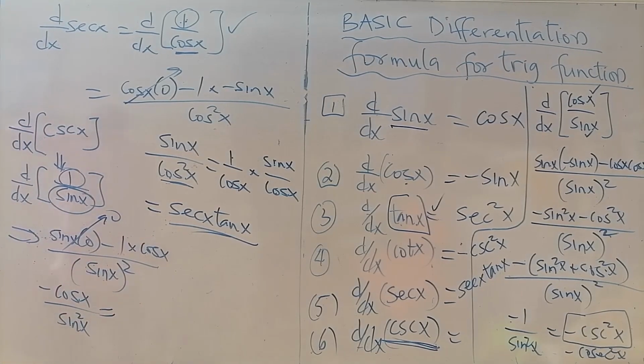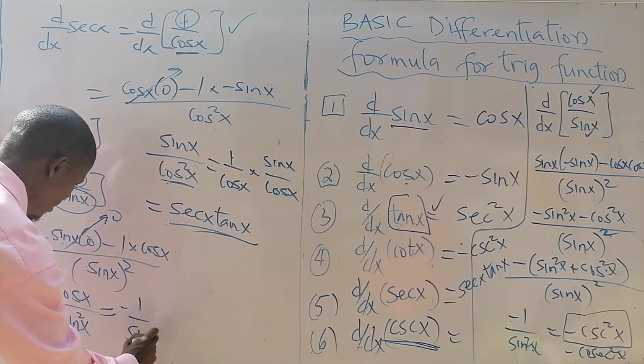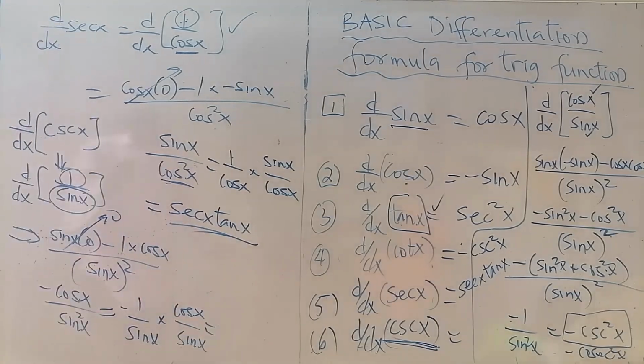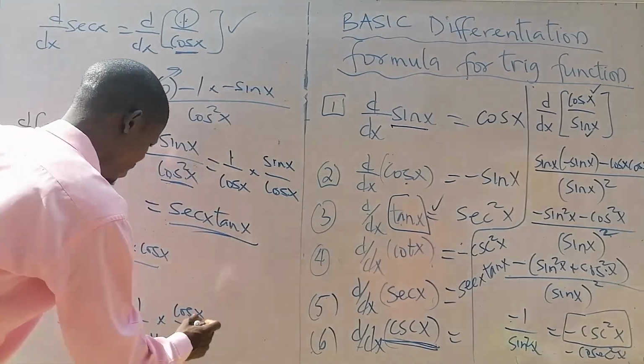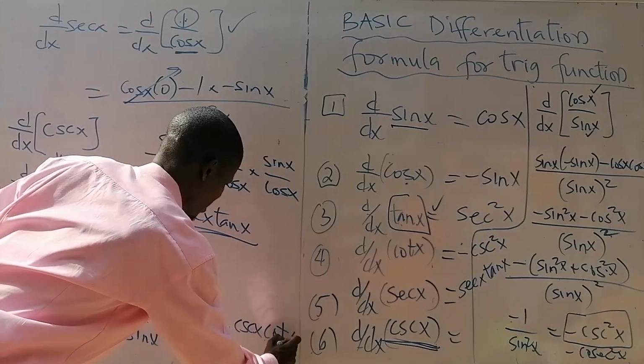So we can split this one into 2 parts. That will be minus 1 over sine, and then times cos x over sine x. So 1 over sine is cosec x, and then cot x.